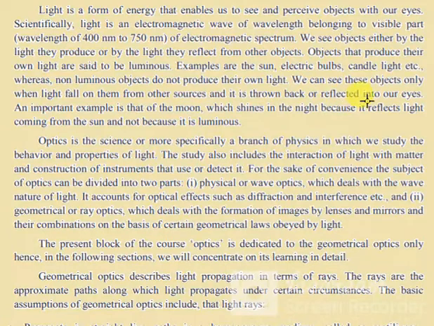We can see these objects only when light falls on them from other sources and it is thrown back or reflected into our eyes. An important example is that of the moon, which shines in the night because it reflects light coming from the sun and not because it is luminous.